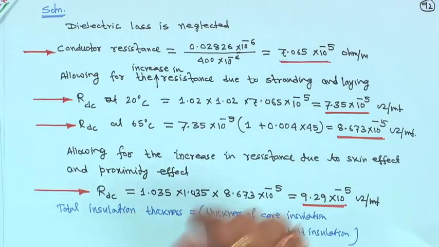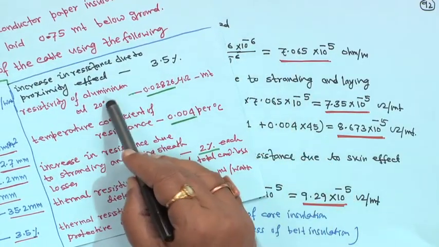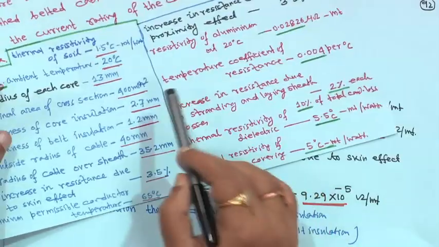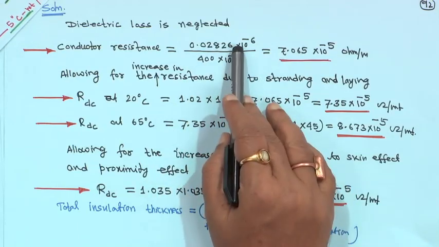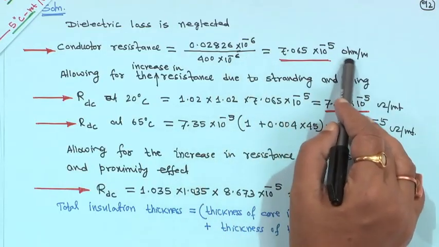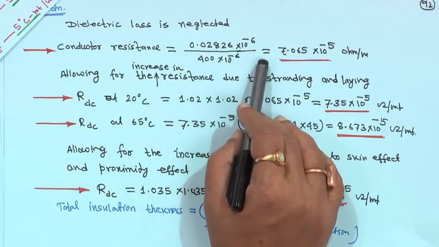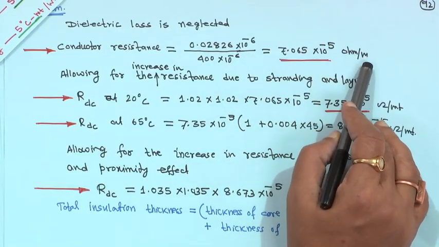So, in this case the dielectric loss is neglected. So, neglect the dielectric loss. Now the conductor resistance: the resistivity of aluminum is given as 0.02826 micro ohm meter, and the cross section is given as 400 millimeter square. We take the conductor resistance as rho L by A. Rho is given, A is given, L is not there, that means it will come in terms of ohm per meter. So, convert everything with appropriate units, particularly in terms of meter or meter square, right. So, it will be 7.065 into 10 to the power minus 5 ohm per meter.